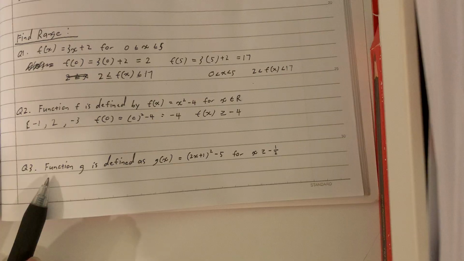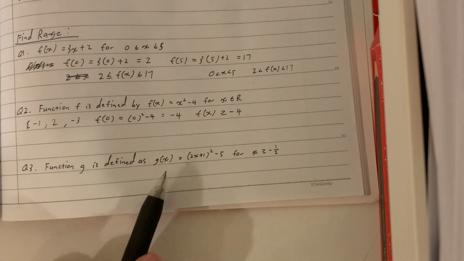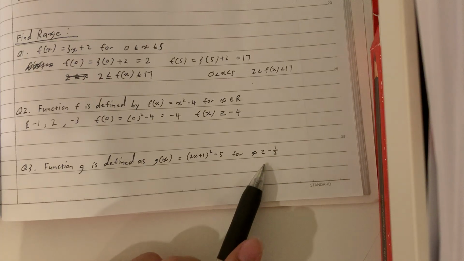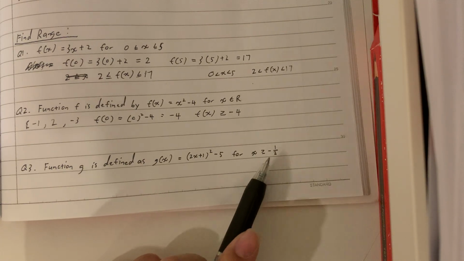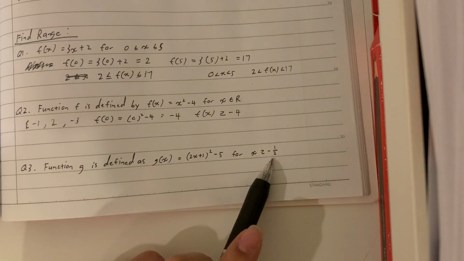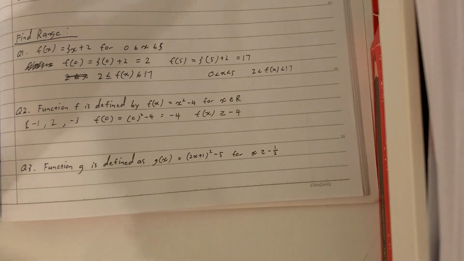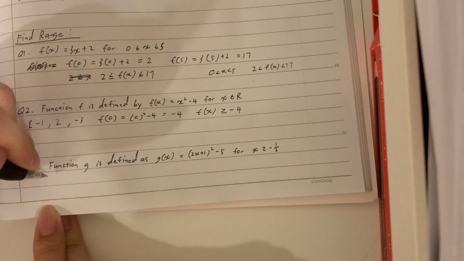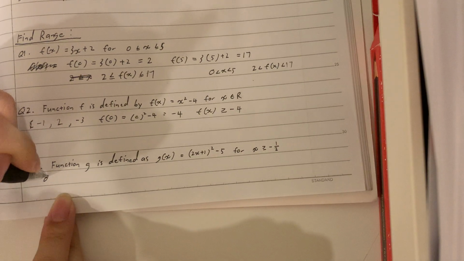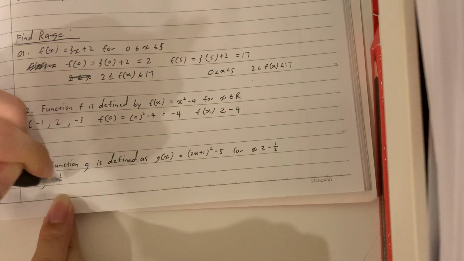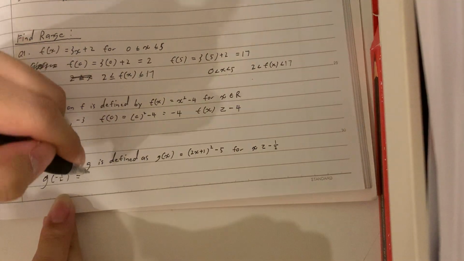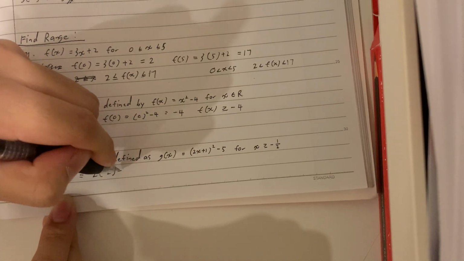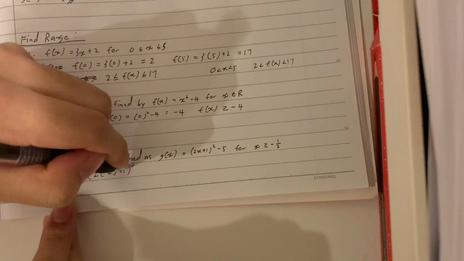Okay, let's continue to the last question. Function g is defined as g(x) equals 2x plus 1 squared minus 5 for this domain. So your x value cannot go below negative 1 over 2. That's your minimum value. So we sub in our minimum value, which would be g bracket negative 1 over 2 is equivalent to 2 bracket negative 1 over 2 plus 1, squared, minus 5.